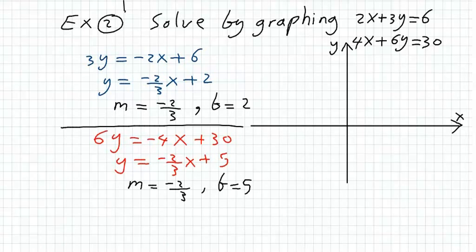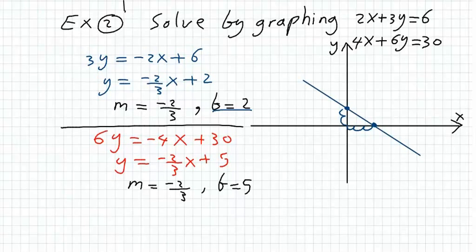For the first line, you can locate the y-intercept, which is 2, b is equal to 2. 2 is in this place. Then the slope says minus 2, down 2 units and 3 units to the right. So this is the second point. Let us draw the line through these 2 points now.